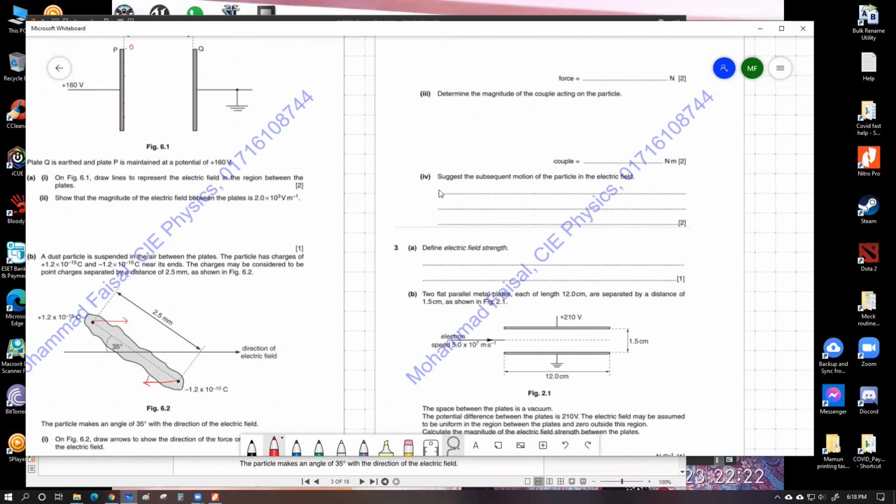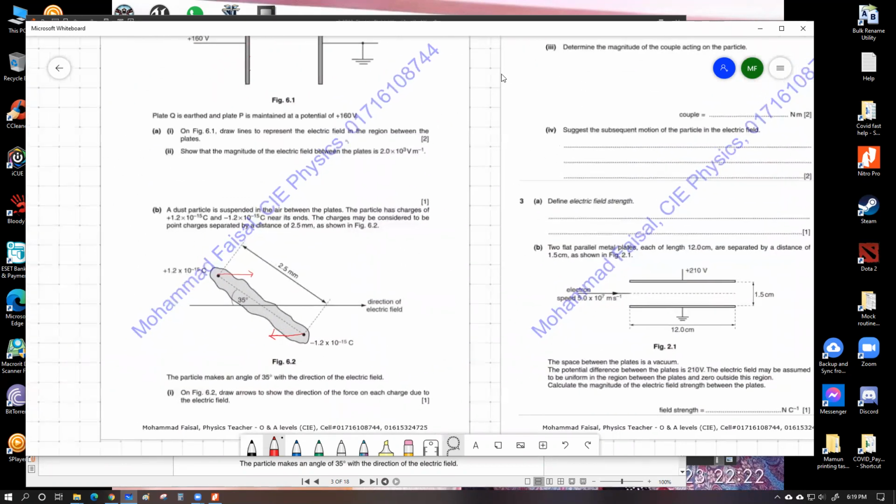Number 4 says: suggest the subsequent motion of the particle in the electric field. Suggest the subsequent motion of the particle in the field. Now what's going to happen because of this force, this particle is going to start to rotate clockwise, and it is going to rotate clockwise. So let me just draw it.